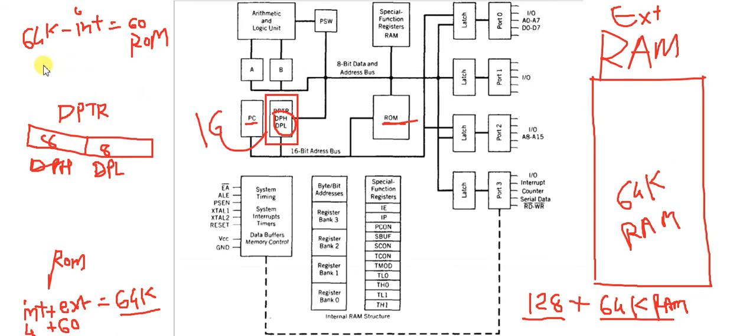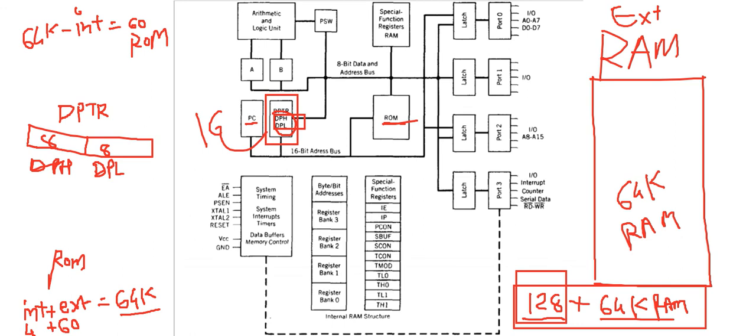Okay, the similar case will not happen in the case of RAM. Why? Because the internal RAM of 128 bytes will not require DPTR. Okay, so DPTR only works when we want to connect external RAM. Okay, so I think this fundamental is clear about the memory accessing of the 8051 microcontroller.